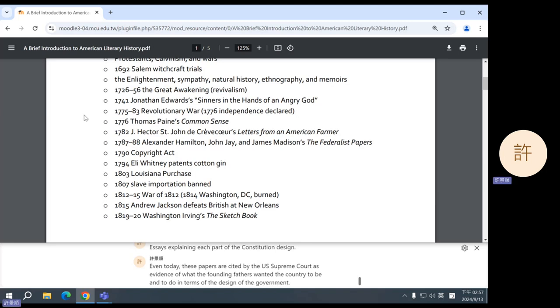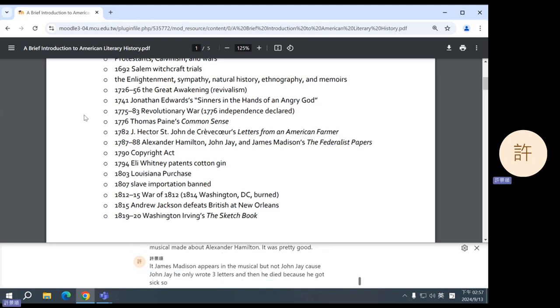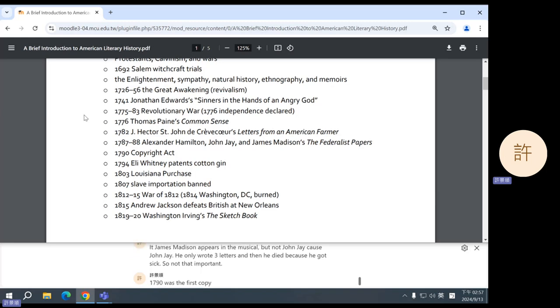And like 5 or 10 years ago, there was also a Broadway musical made about Alexander Hamilton. It was pretty good. James Madison appears in the musical, but not John Jay, because John Jay only wrote three letters and then he died because he got sick. So not that important. 1790 was the first Copyright Act.